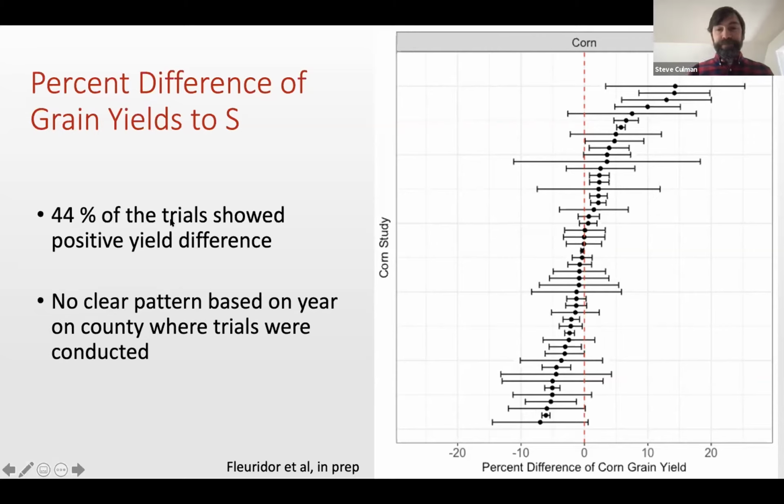Really, 44% of our trials, less than half, showed any sort of positive increase in grain yield when we added sulfur, whether significant or not. And there's really no clear pattern based on year or county where the trial was conducted. It's good information. It tells me this is not a dire situation where everyone growing corn needs to be fertilizing with sulfur.